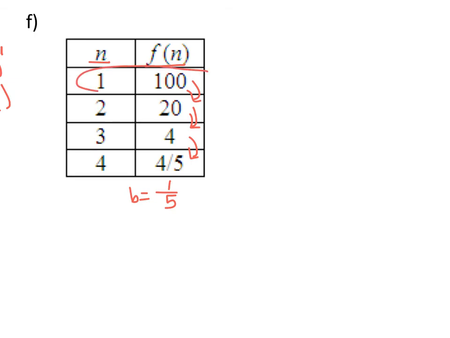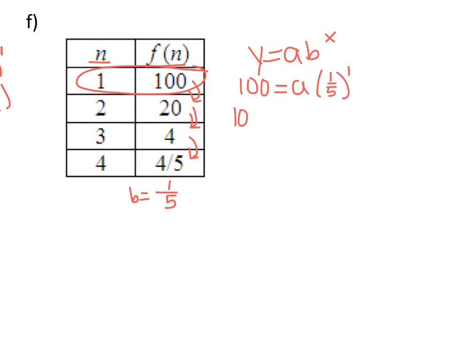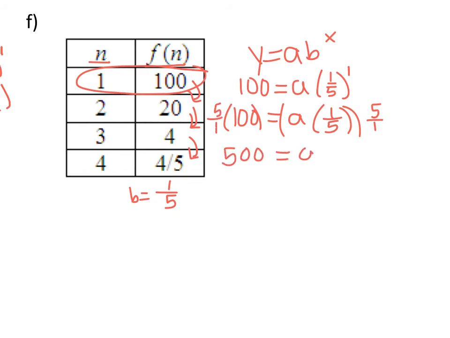We're going to pick any x and y values, so I will pick the first one. Y equals ab to the x. Our y value is 100. Don't know a. We found our b value to be 1/5, and our x value is 1. 100 equals a times 1/5 to the first power is just 1/5. To get rid of 1/5, we're going to multiply by 5/1 on both sides, and we get 500 equals a.